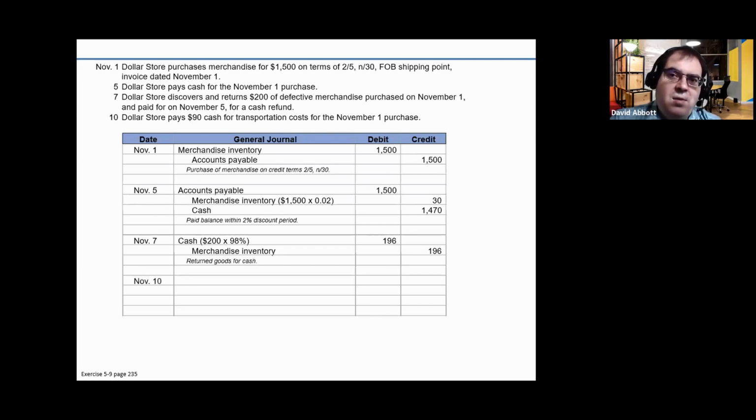And then on November 10th, Dollar Store pays $90 cash for transportation cost of the purchase. So you have merchandise inventory, you're going to debit that $90, and then you're going to credit the cash $90.